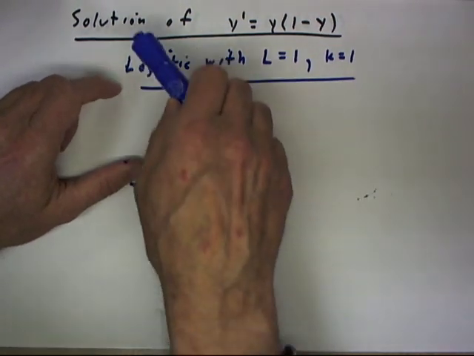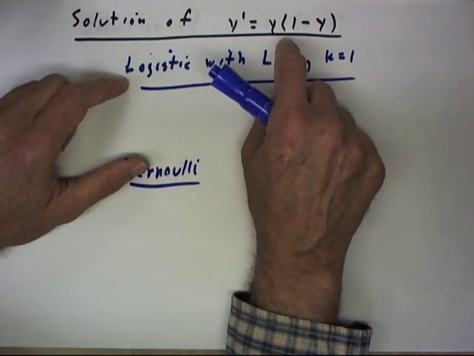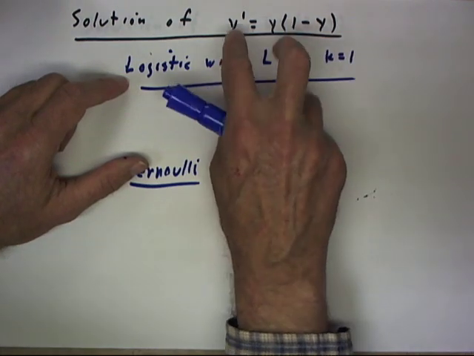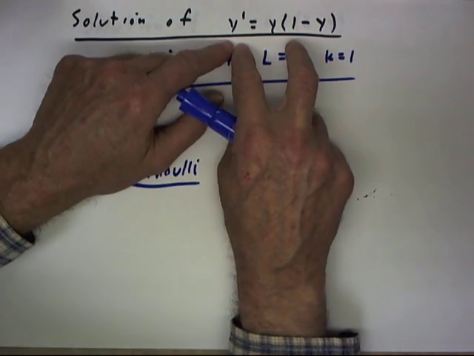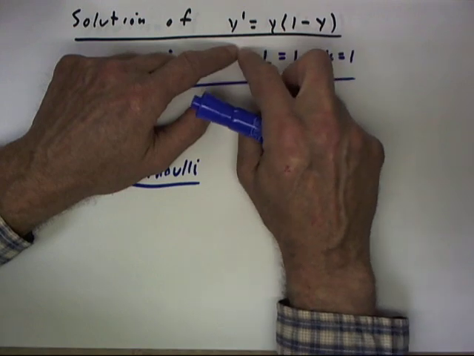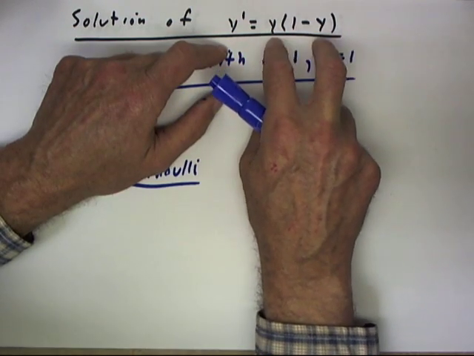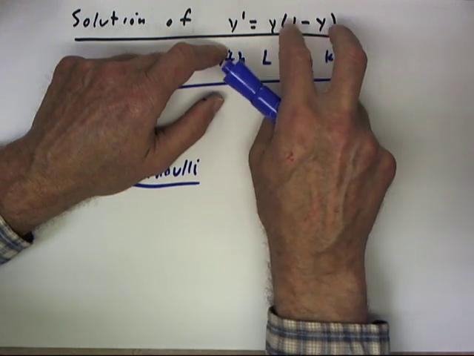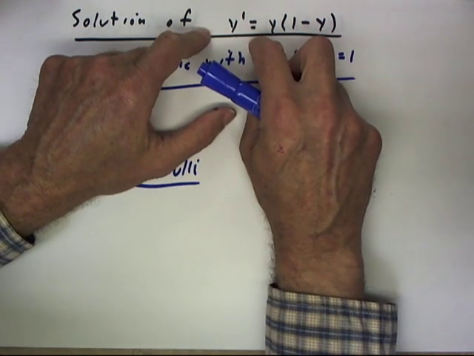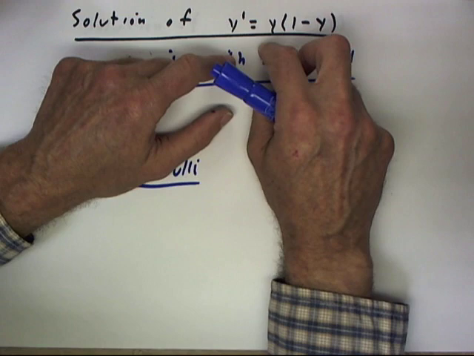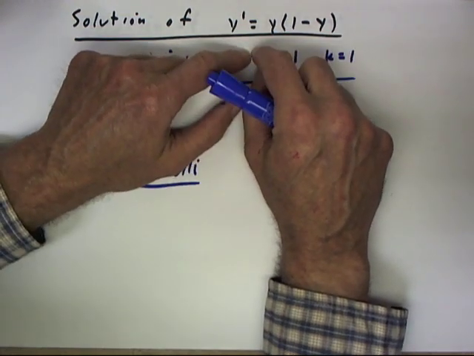If we now consider the equation y prime equals y times 1 minus y, this equation can be solved in one of two ways. We can simply separate variables. We get dy over dt equals this function, which is purely a function of y. So we're going to get dy divided by y times 1 minus y equals dt, so that's separable.